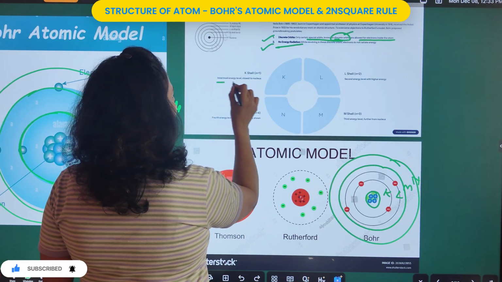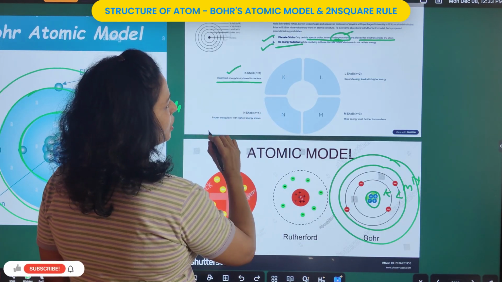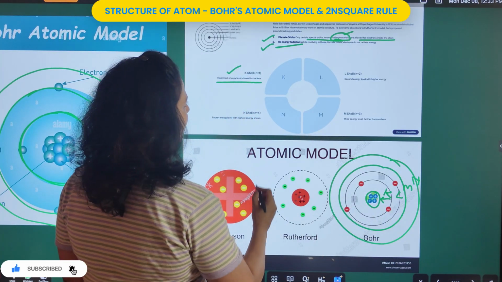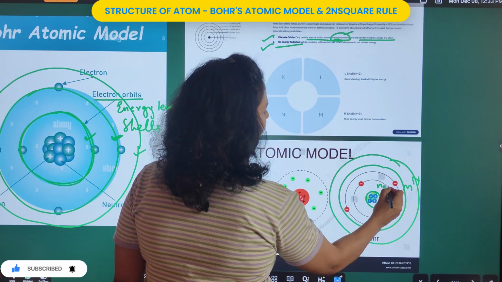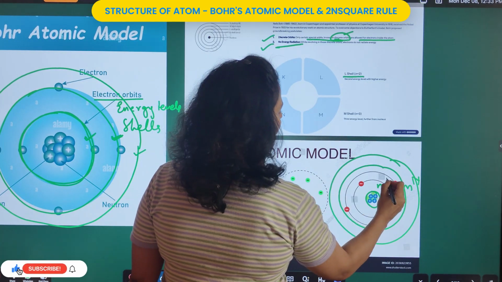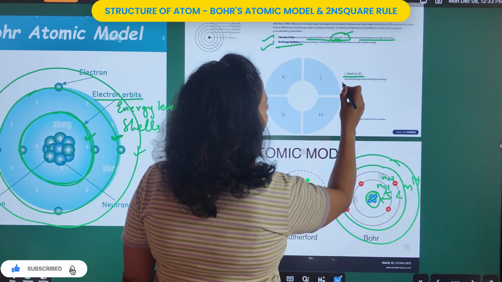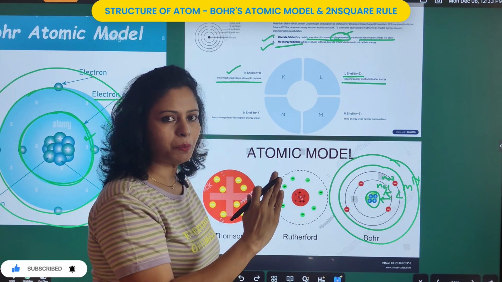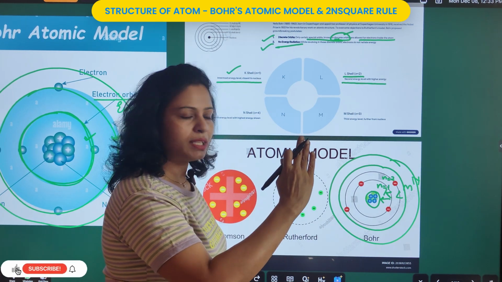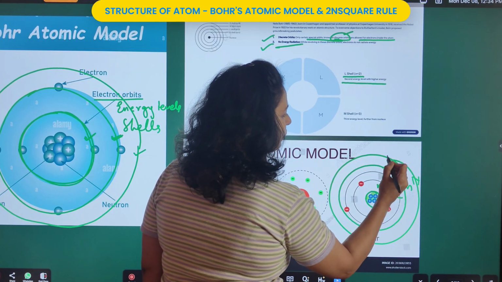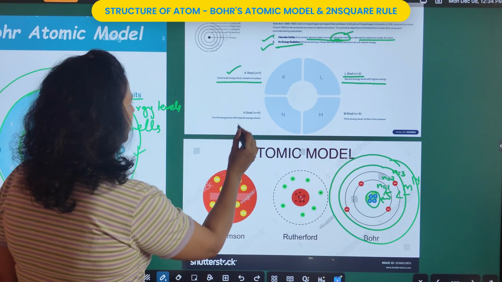The K shell is the innermost energy level, which is closest to the nucleus. This is called the first energy level. Then you have L, the second energy level, which has a little higher energy. As you go farther from the nucleus, the energies also increase. This has low energy, this has a little higher energy. Then the third shell is the M shell.